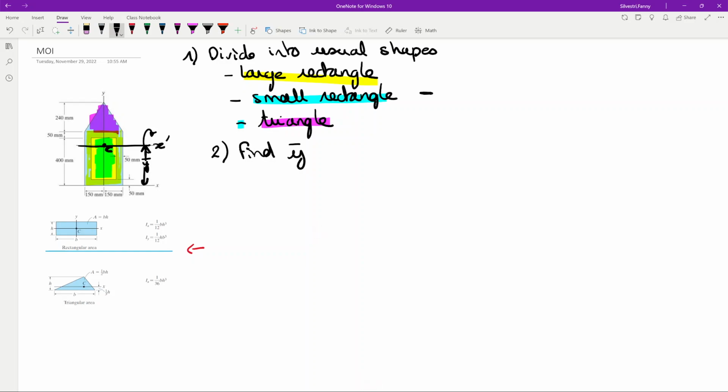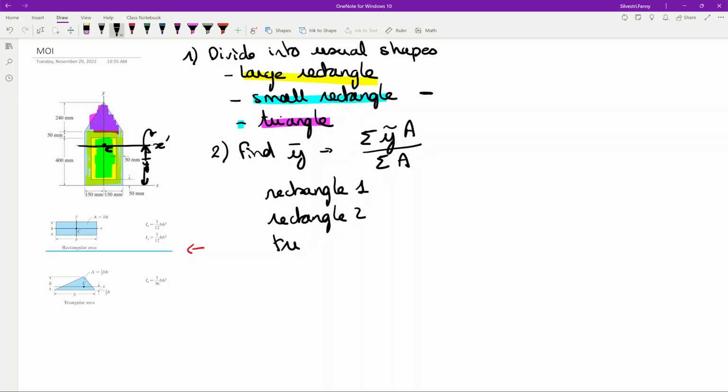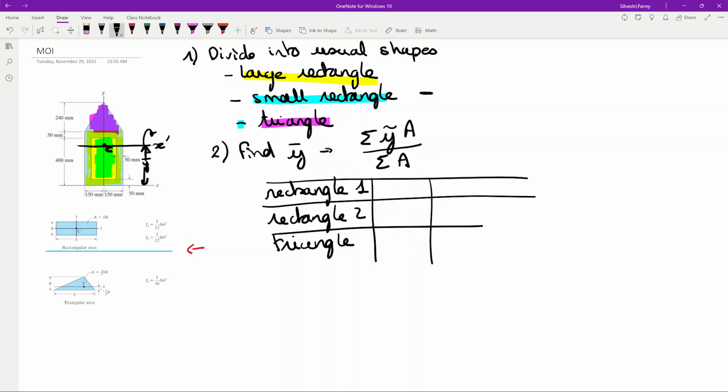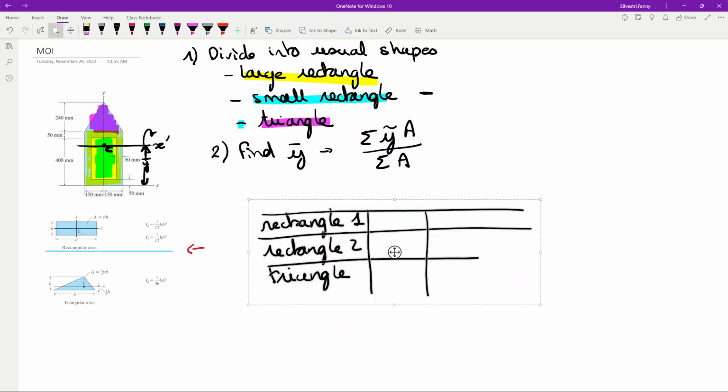So what we need to do, we need to find the y tilde. We will use the formula that says that y bar equals the y tilde of each shape times the area, divided by the sum of the areas. So we will have rectangle 1, rectangle 2, triangle, and what we need, the y tilde. Let me move this a little bit down so we have enough space.